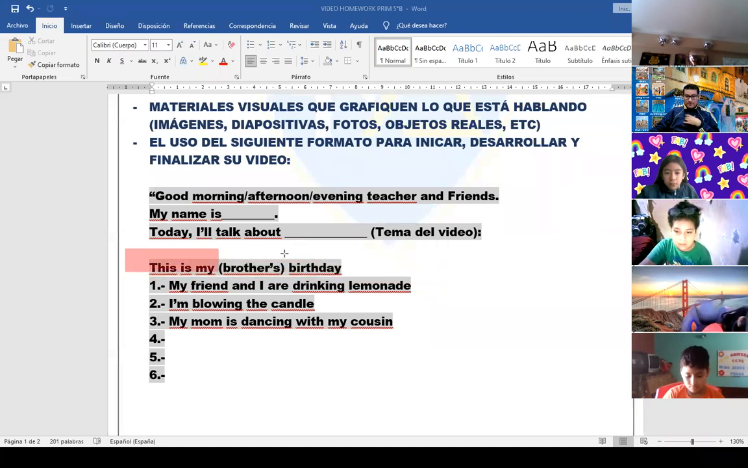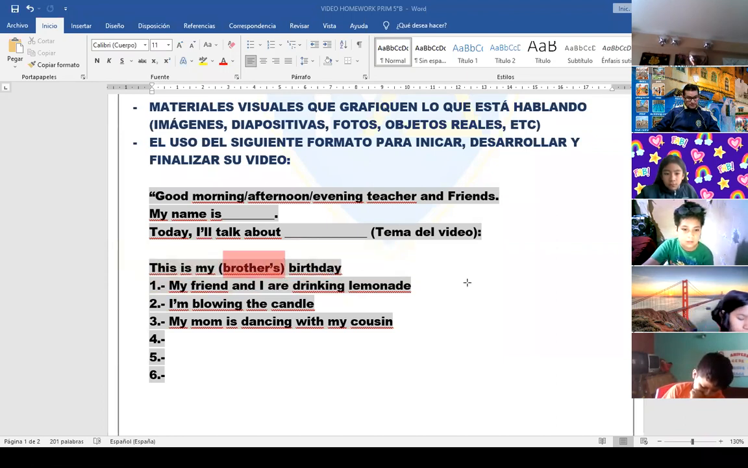This is my birthday, este es mi cumpleaños, o este es el cumpleaños de mi hermano. This is my brother's birthday. This is my father's birthday, el cumpleaños de mi papá, el cumpleaños de mi hermano. This is my sister's birthday, el cumpleaños de mi hermana. O te decía, también puede ser de algún amigo. This is my friend's birthday, etc.